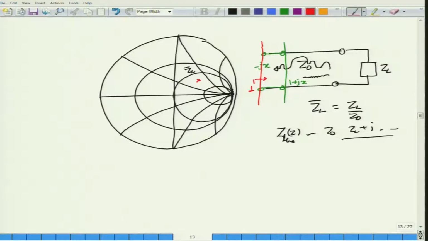And of course this is normalized, so you should remember that this is normalized impedance equal to 1, which means that I have matched my ZL to Z0. I do the same operation at the transmitter end also.